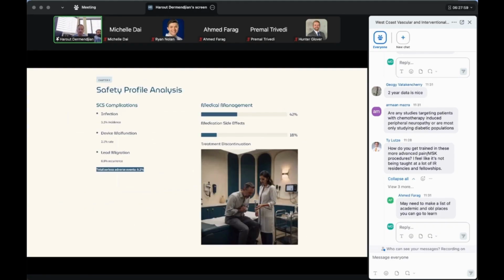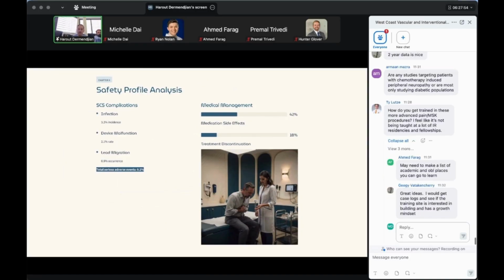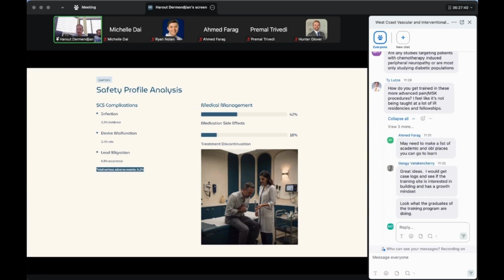So safety profile, there was a 3.2% infection rate, 2.1% device malfunction, and less than 1% lead migration, which requires you to go in and adjust it. But again, comparing to what medical management does, right? These patients can't even tolerate sometimes being on these gabapentins or antidepressants because it affects, especially our older population.